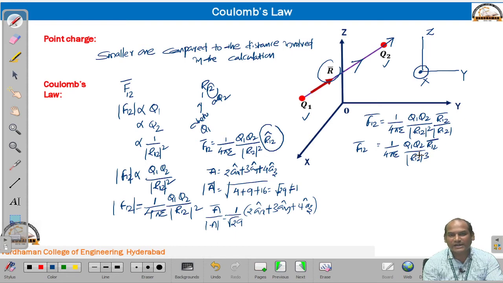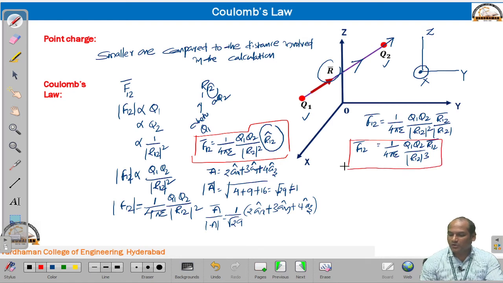If you want to write using the unit vector, in the denominator the square of the distance is there. If you want to write using the normal vector r12 bar, in the denominator you will have the cube of the magnitude of the distance vector. That is the thing you have to remember. So, this is the actual Coulomb's law. You need to tell that Coulomb's law is nothing but the force is inversely proportional to the square of the distance only, but after remodifying it you get this equation.